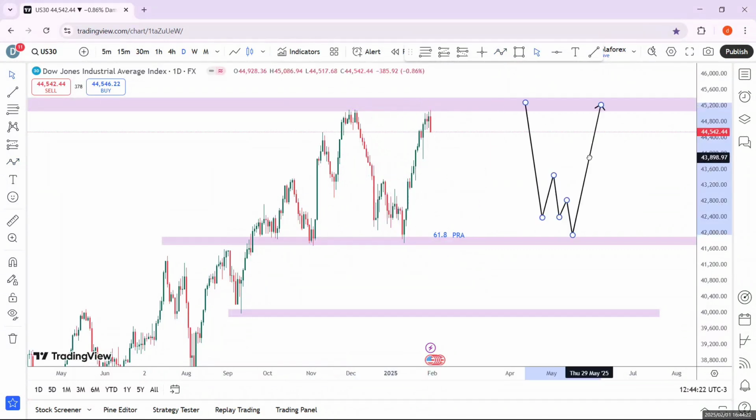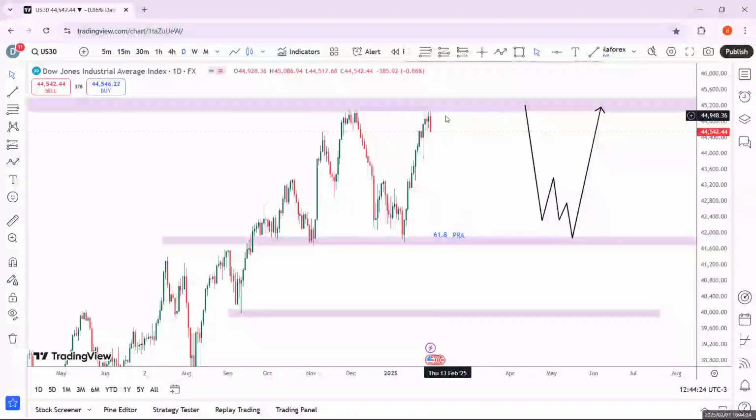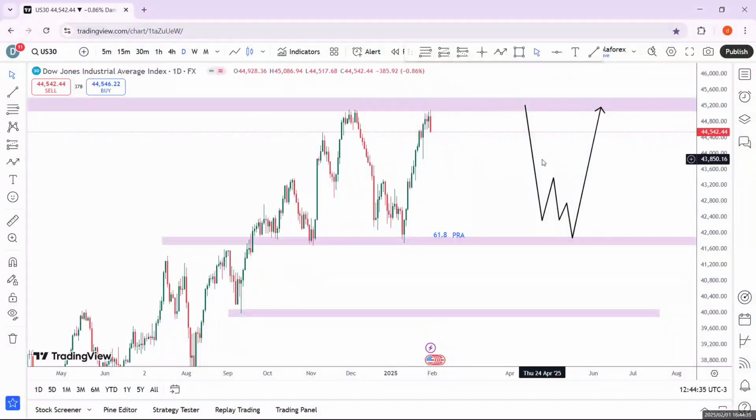Okay, for those that have seen my other videos, before price got to this resistance, we had already predicted ahead that price is coming here. So our job was just to look for an opportunity to tap into the bullish move in the direction of trend.